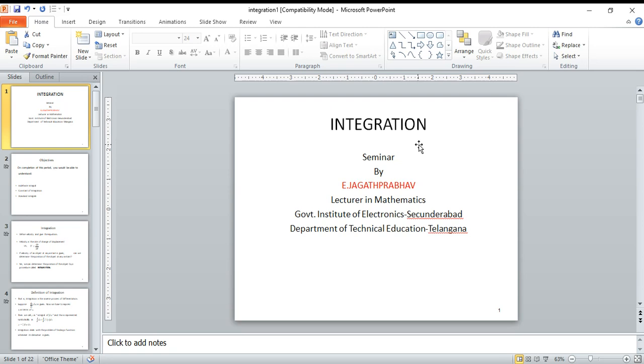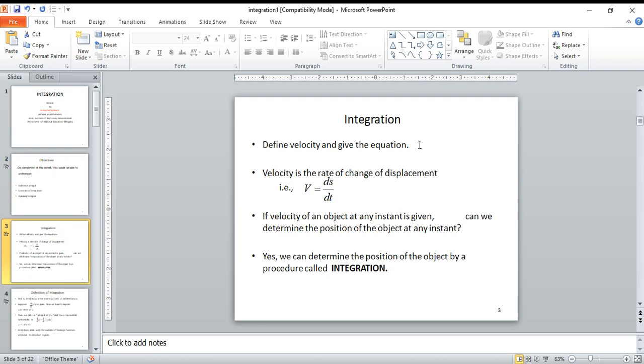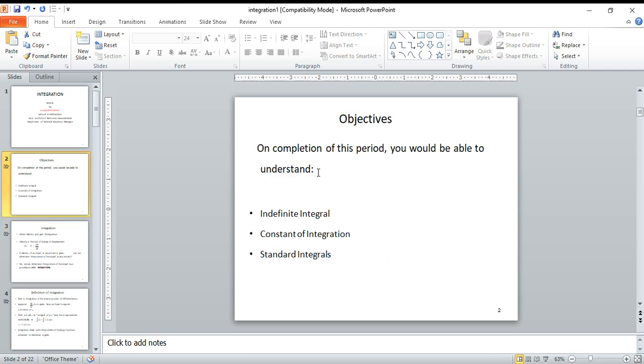Today we are going to learn about integration: definition, and what is the use of integration? On completion of this period, we would be able to understand indefinite integral, constant of integration, and standard integrals. Integrals are of two types, indefinite integrals and definite integrals. Definite integrals is the second unit; indefinite integral is the first unit. We are discussing only indefinite integrals first.